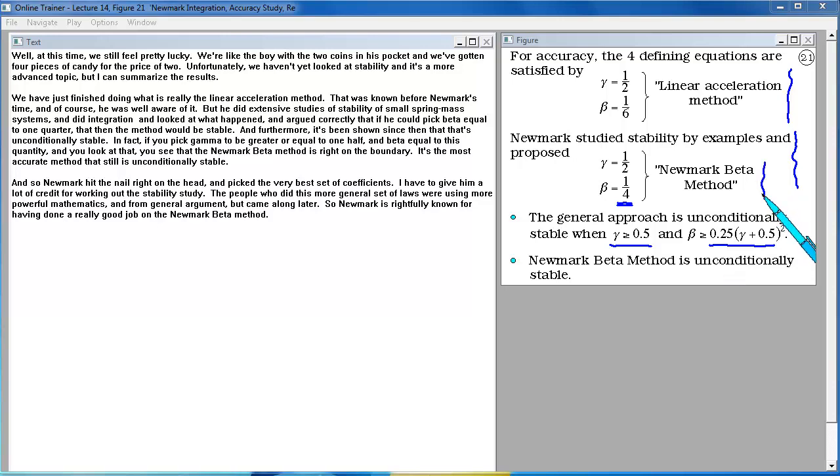I have to give him a lot of credit for working out the stability study. The people who did this more general set of laws were using more powerful mathematics and from general argument, but came along later. So Newmark is rightfully known for having done a really good job on the Newmark Beta Method.